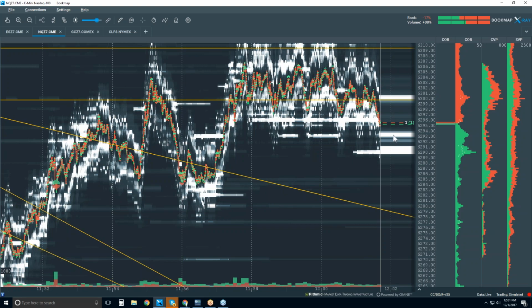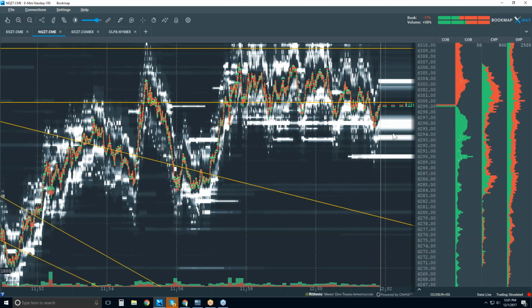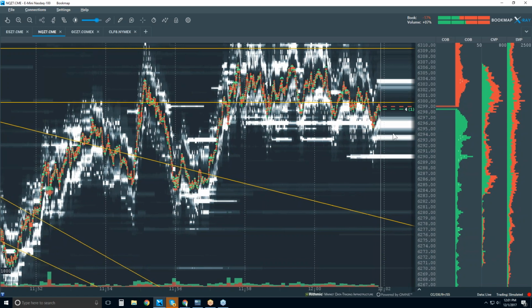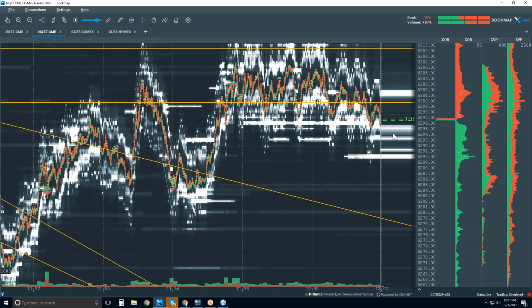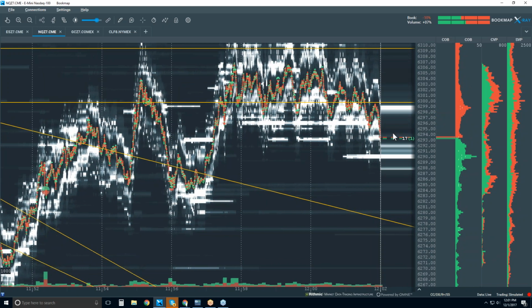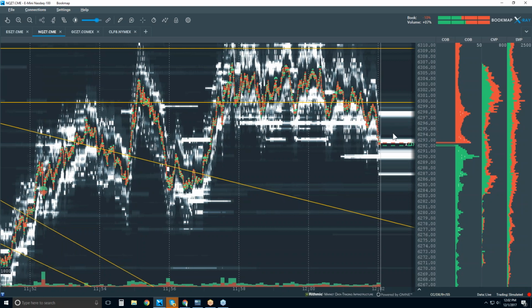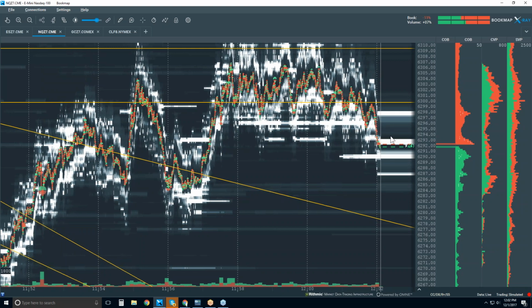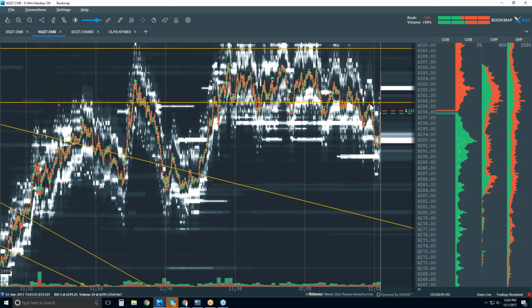All right, and there we go. So let's see if this might be a failed auction down here. 96. Now that's not enough selling yet. Here we go. Let's see if we get there. There's more selling. All right. So let's, same process here. Looking for a retest back up.